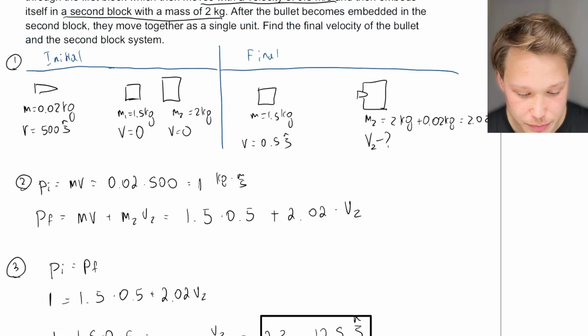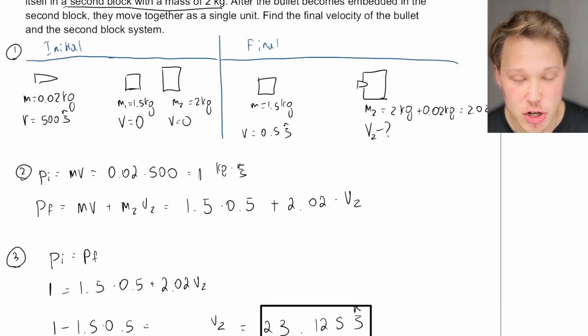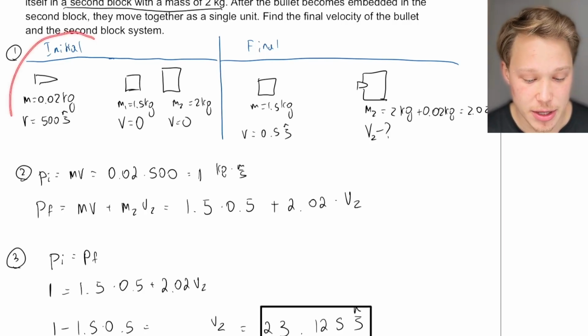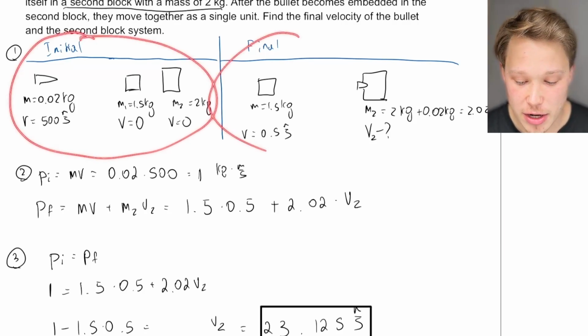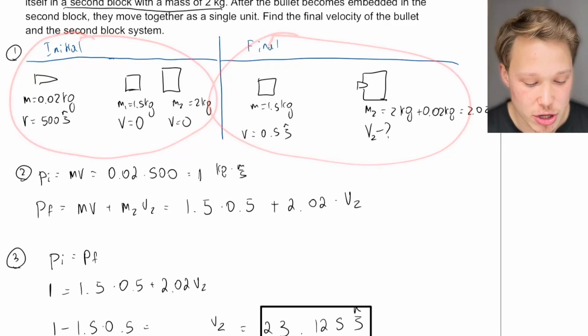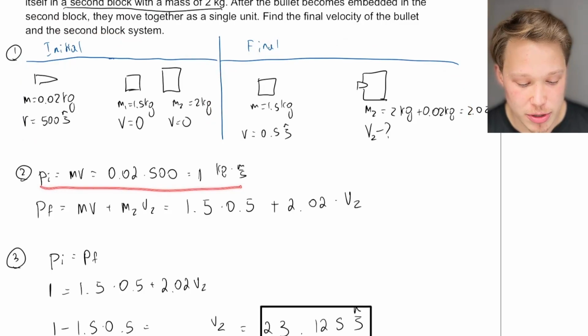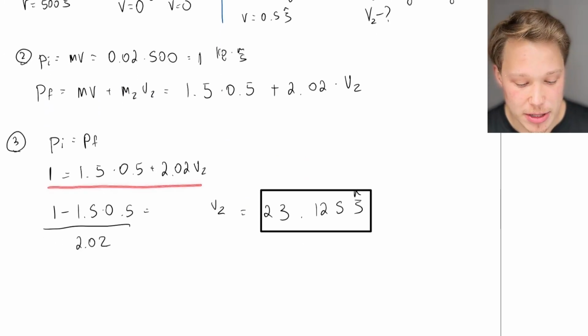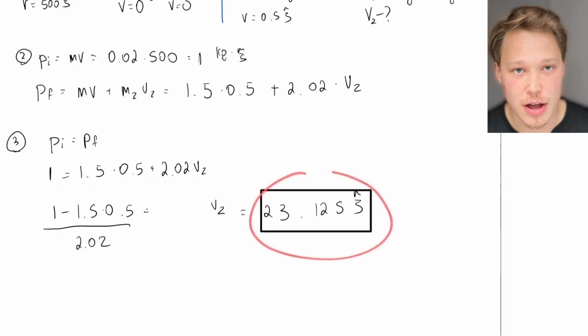Great. So once again, notice the overall pattern of this problem. Again, setting up the initial moment and final moment. The setup of the problem is the most important part of any physics example. Then calculating total initial momentum, total final momentum, setting these two momentums equal to each other, and finding the final velocity.